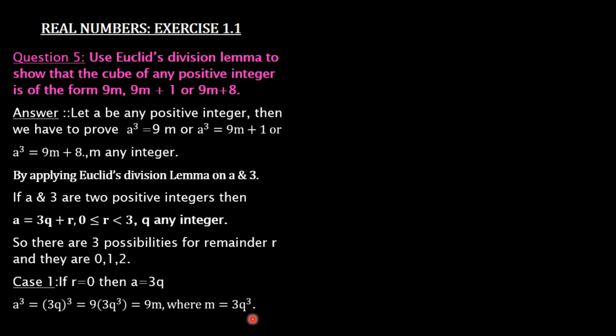So m is an integer, so m can be 3q cube also. Okay. Why is it so? Since q is any integer, q cube is an integer, and 3 into that q cube will be an integer, so m can be 3q cube. Then case 2, if r equals 1, then a equals 3q plus 1. What is a cube?